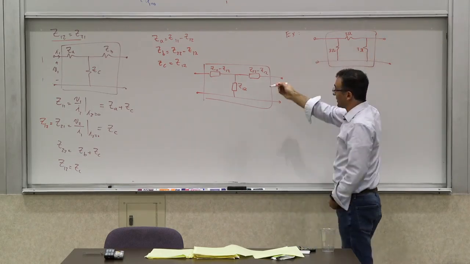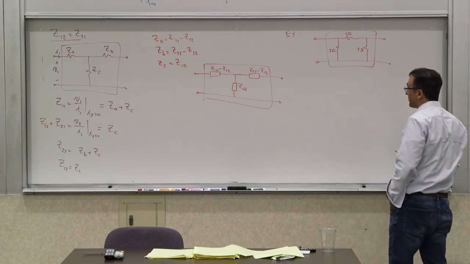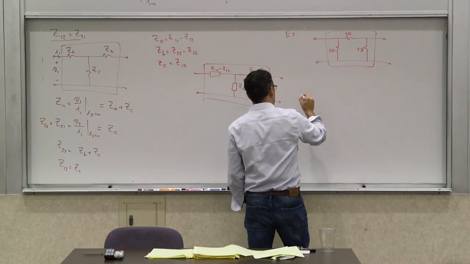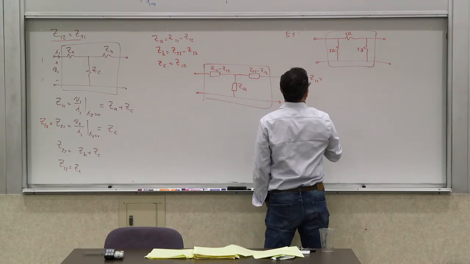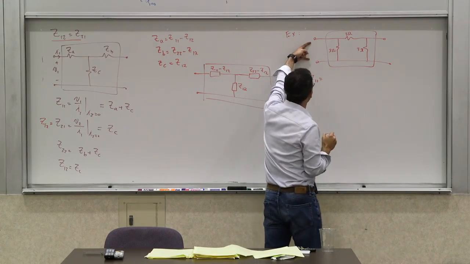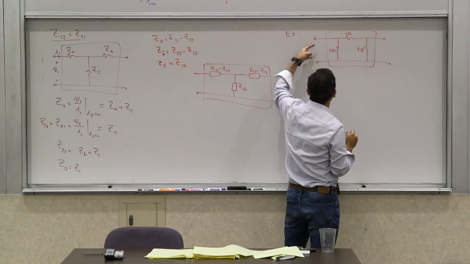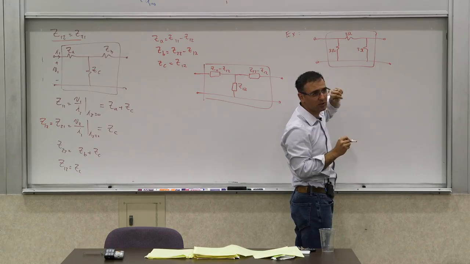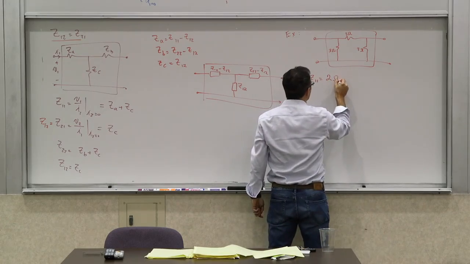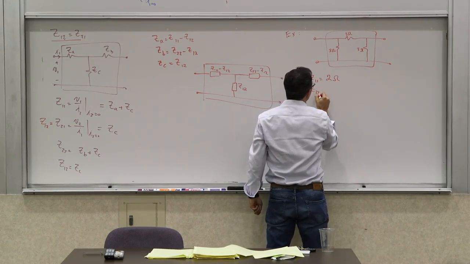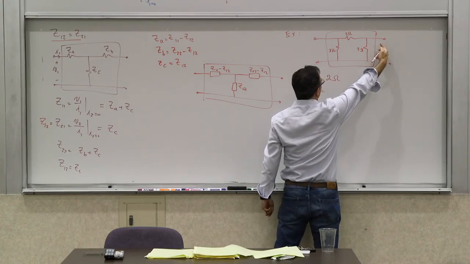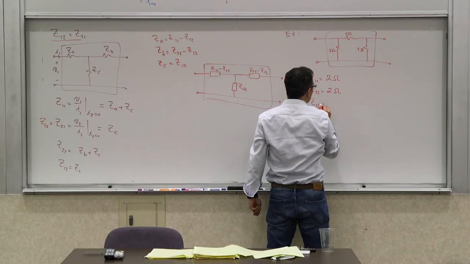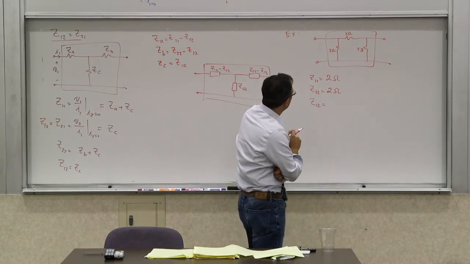To convert it to a T, I need to determine its Z parameters first. And if I have the Z parameters, I can use this to calculate. So what is Z11 in this case? Well, Z11 is the impedance you see across here when the other port is open: port 1 when port 2 is open. You see 6 ohms in parallel with 3 ohms, which gives you 2 ohms. And then you have Z22, which by symmetry is also 2 ohms. You have a Z12, which is what?